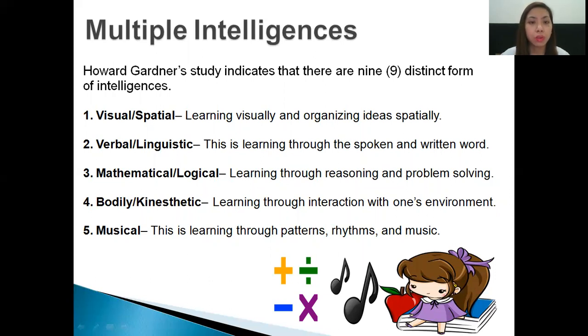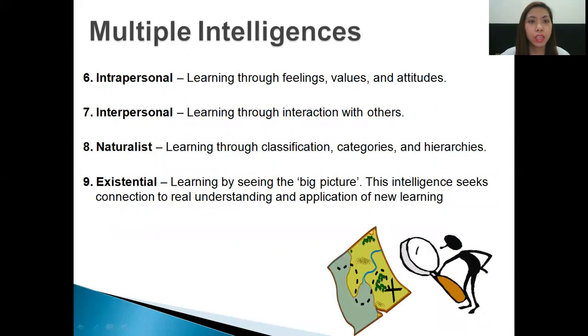Next, we have musical, which is learning through patterns, rhythms, and music. Intrapersonal is learning through feelings, values, and attitudes, while interpersonal is learning through interaction with others. The naturalist is learning through classification, categories, and hierarchies. Existential is learning by seeing the big picture and asking questions such as, why are we here? What is my role in the world? This intelligence seeks connection to real understanding and application of new learning.